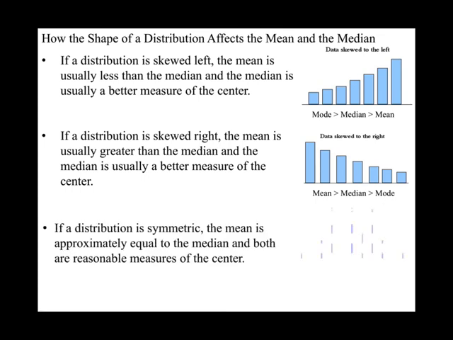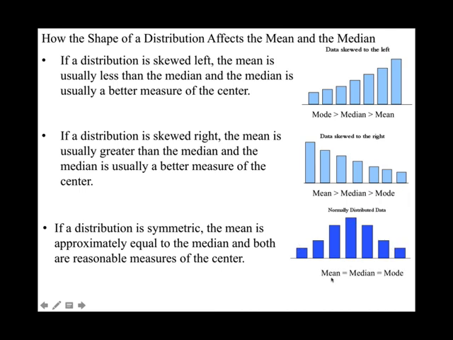And then last one, if your distribution is symmetric, just like the normal distribution, then the mean will be approximately equal to the median and will be equal to the mode also. Okay, so that will be in the middle here. Mean equal to the median will be equal to the mode. That's it for today.